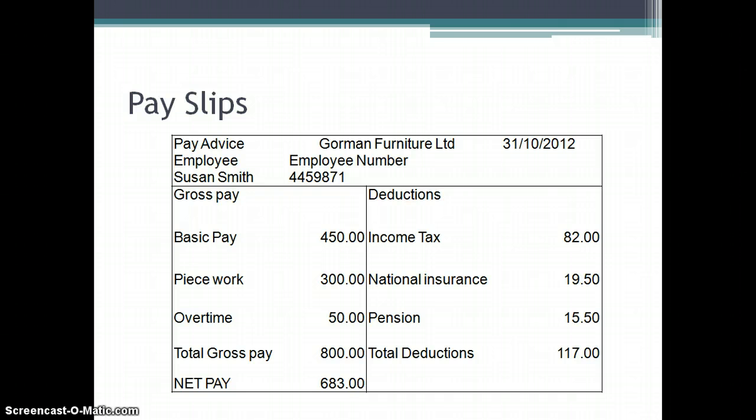On the other side, we've got income tax and national insurance. They're both taken by the government. They help pay for schools and hospitals and defence and judges and everything like that. You've then got the pension that they pay into. That's a private pension. So the 82 plus the 19 plus the 15 come to £117. And then the 800 gross, take away the deductions of 117, leave you with your net pay, you can see in capitals, of 683. And that's the basic calculation, and we'll go through more of that in the lesson.